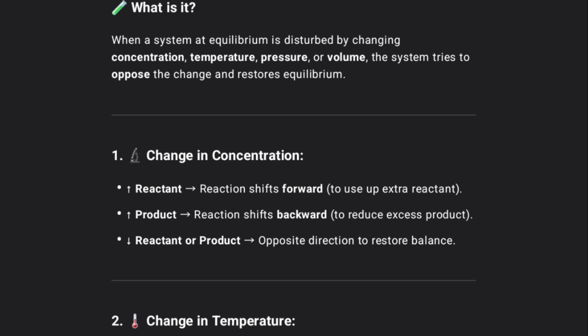Case 1: change in concentration. If a reactant is added, the reaction shifts forward to use up the extra reactant. If a product is added, the reaction shifts backward to reduce the excess product. If either is removed, the reaction shifts in the opposite direction to restore balance.